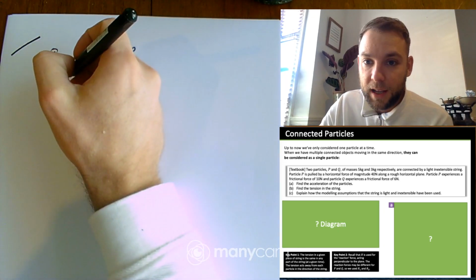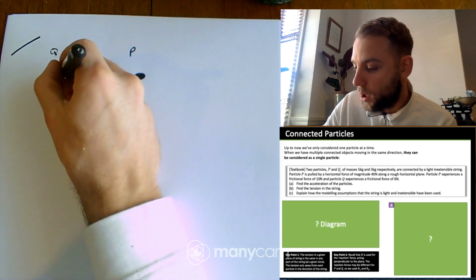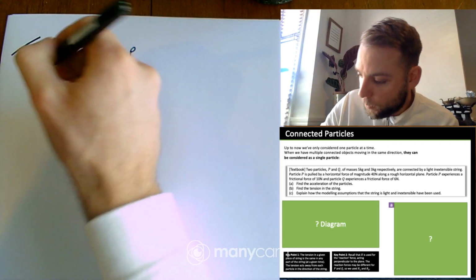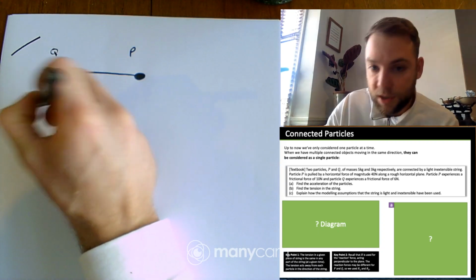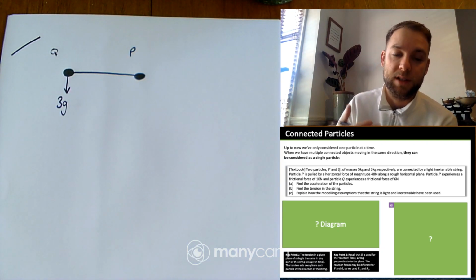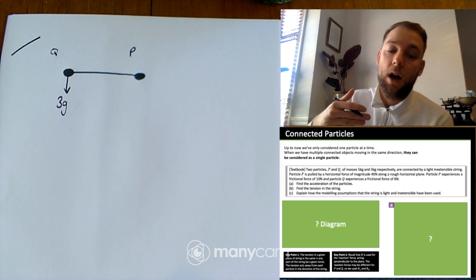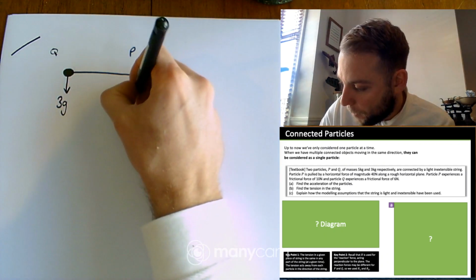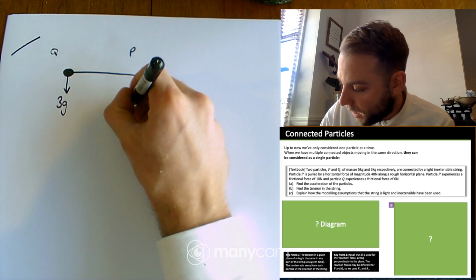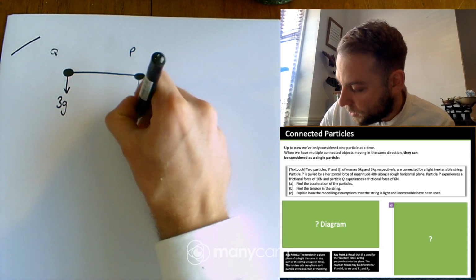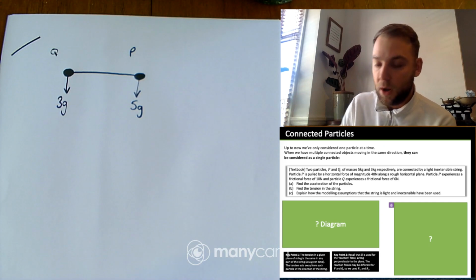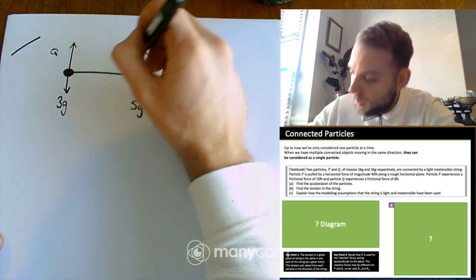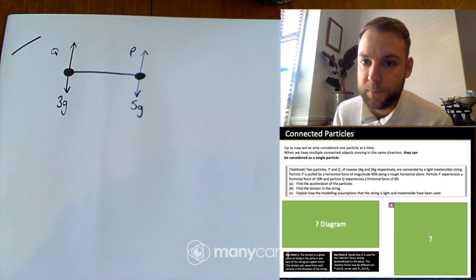So it tells you here that particle Q has a mass of 3 kilograms. So we're going to put our force going down here, which is 3g. Remember, 3g means 3 times by gravity, so mass times acceleration. We've then got here P, which is equal to 5 kilograms, so that's going to be 5g there, acting down. We are going to have two reaction forces acting up here. So we've got two reaction forces.